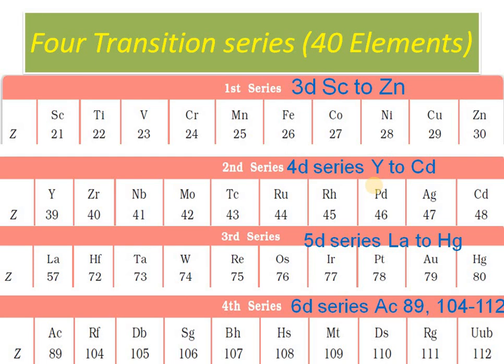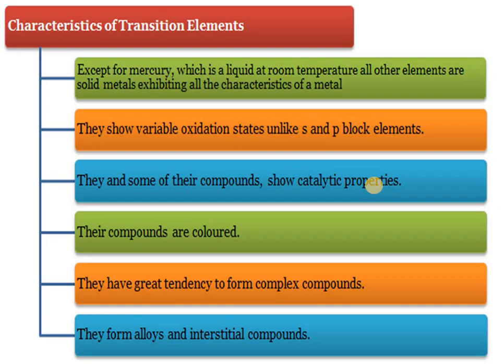Similarly, the 4d series starts from yttrium to cadmium, the third series, the 5d series, starts from lanthanum to mercury, and the 6d series starts from actinium 89, but 90 is not there. Please do remember, rutherfordium 104 to 112. So these are the 40 elements comprising the d block in the 4 series, known as the first transition series 3d, second transition series 4d, then 5d and then 6d, each having 10 elements. 10 into 4, 40.